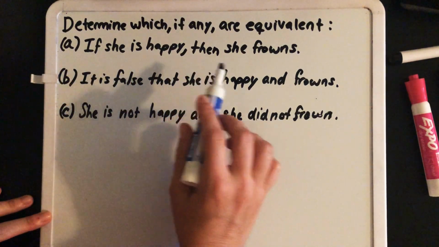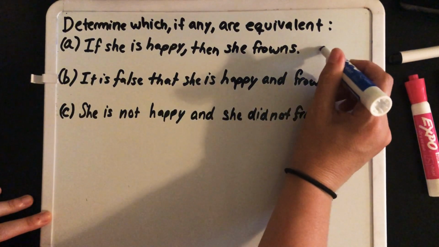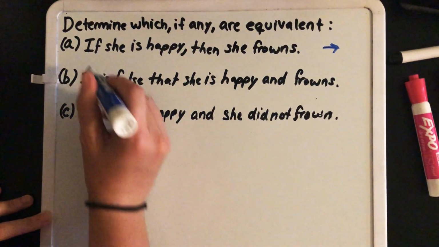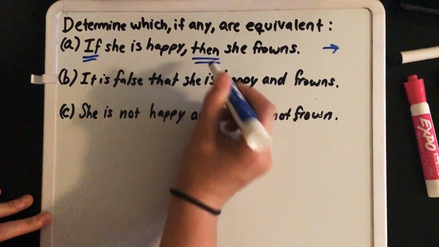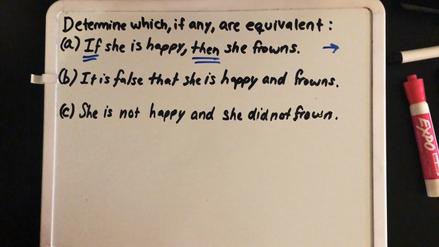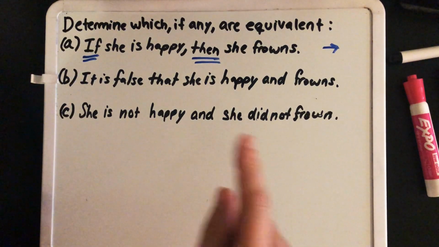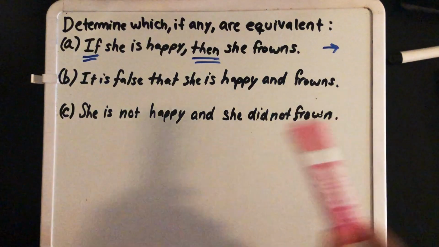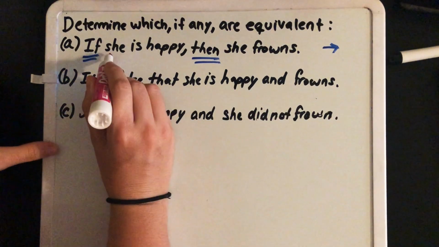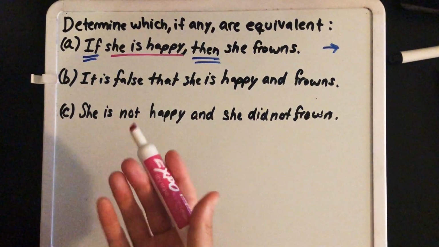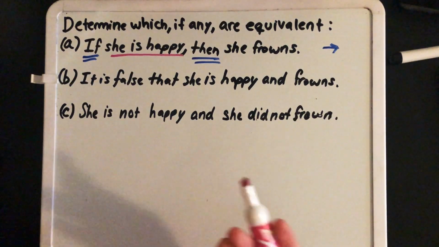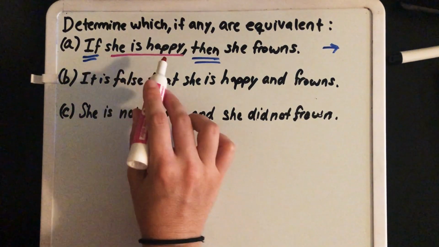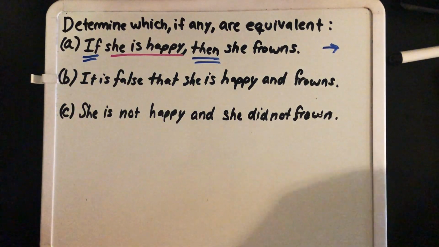If, then. Notice an if-then statement implies it's a conditional using the single arrow. Anytime you see if, then, you want to use that conditional statement. On the other hand, if it had said if and only if, I would have used the double arrow. Okay. So she is happy. I'm going to let that be P. And again, it could be he or she, whoever. The idea is someone who is happy. So if P, then she frowns.